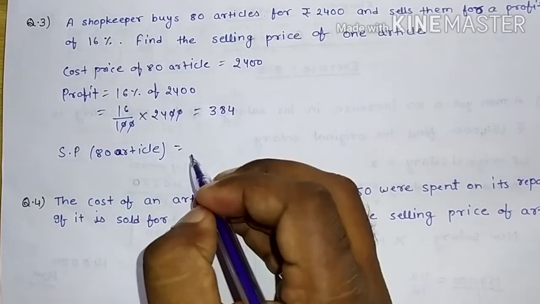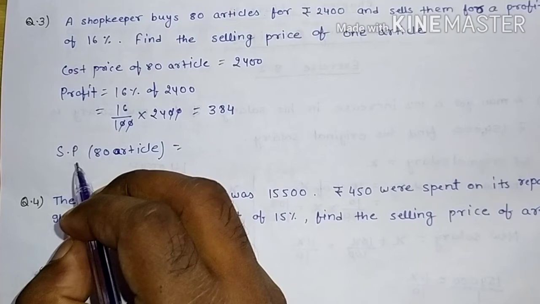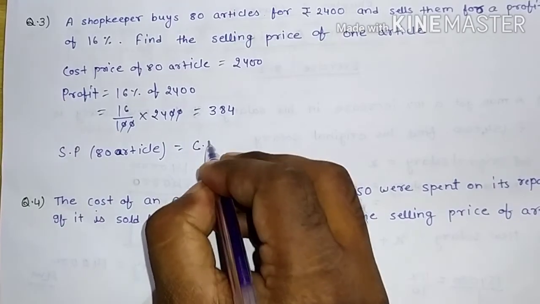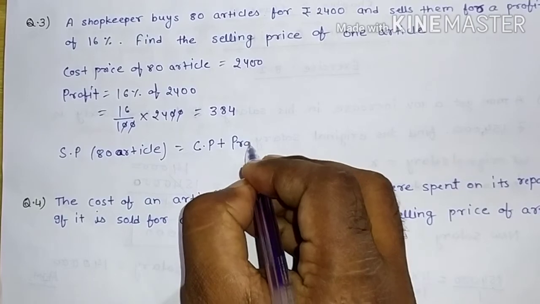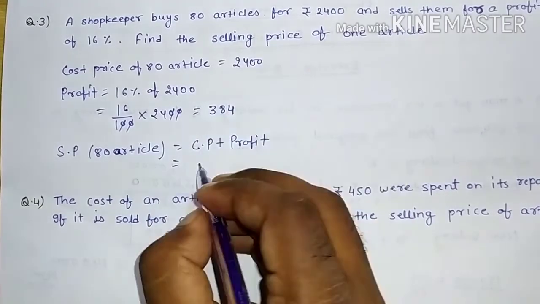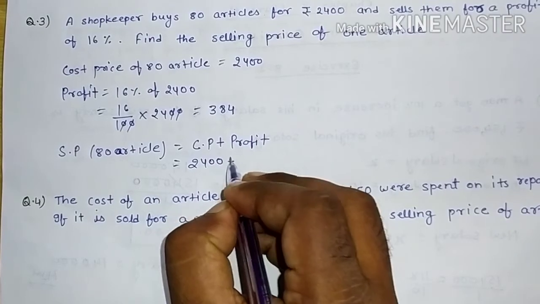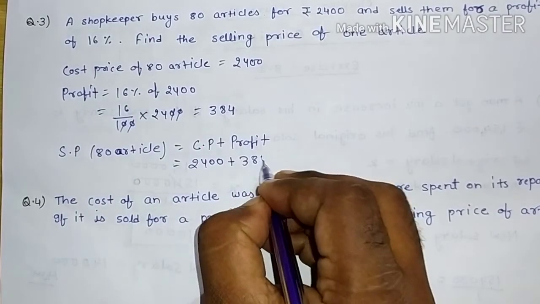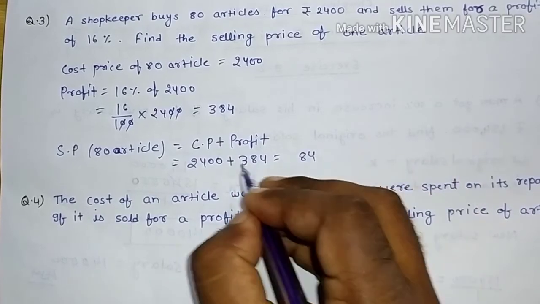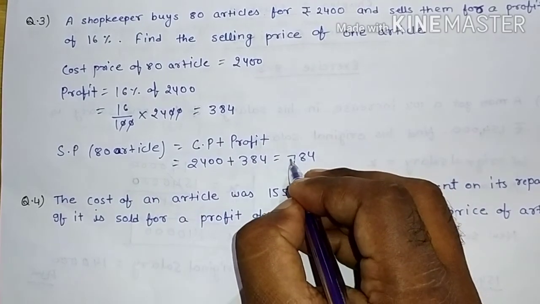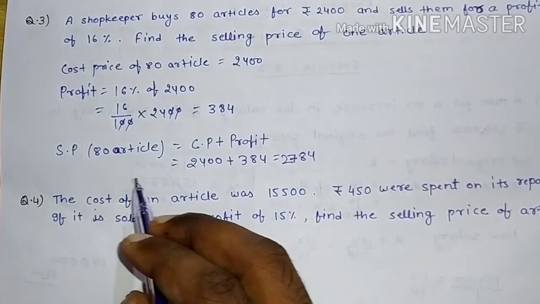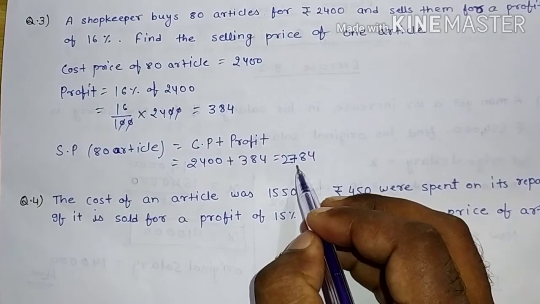So what we have to do to find the selling price of these 80 articles is CP plus profit. We know this formula, so just put in the values. CP is given as 2400 plus profit is 384. Now this will be 4, 8, 3 plus 4 that is 7, and this is 2. So the selling price of 80 articles is 2784 rupees.